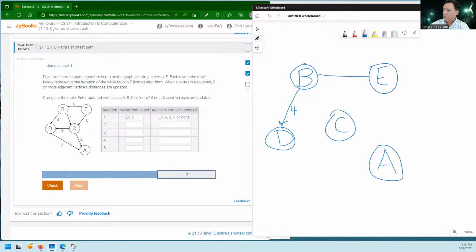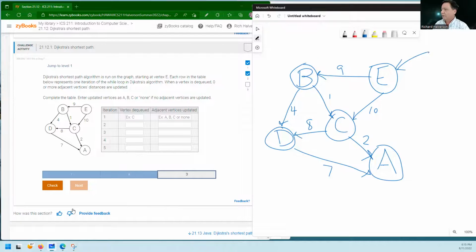4, 9. And we've got 1. And we've got 10. And we've got 2. 2. We've got 8. And we've got 7. Okay, good. And we're starting from E. Starting vertex is E. That's a start.